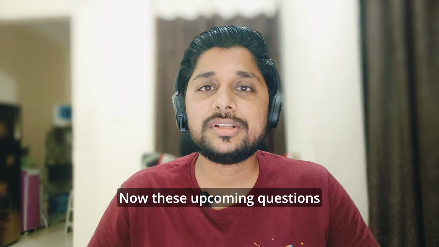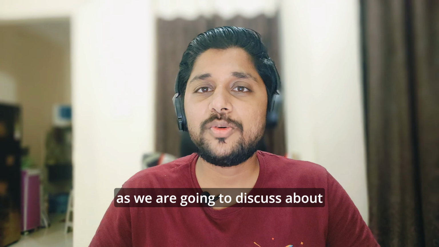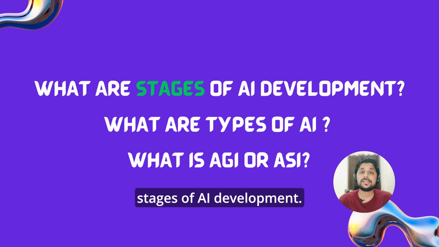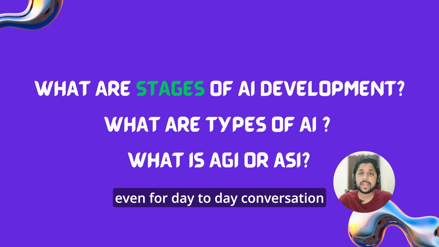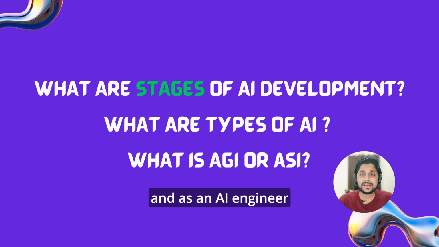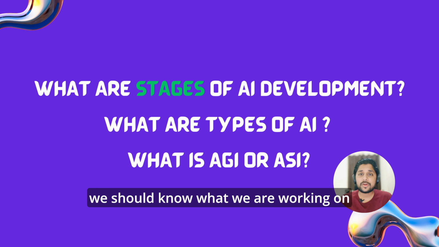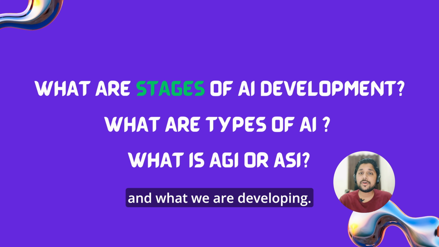These upcoming questions are very important as we are going to discuss types and stages of AI development and terms like AGI, ASI, which you should know even for day-to-day conversation. And as an AI engineer, we should know what we are working on and what we are developing.